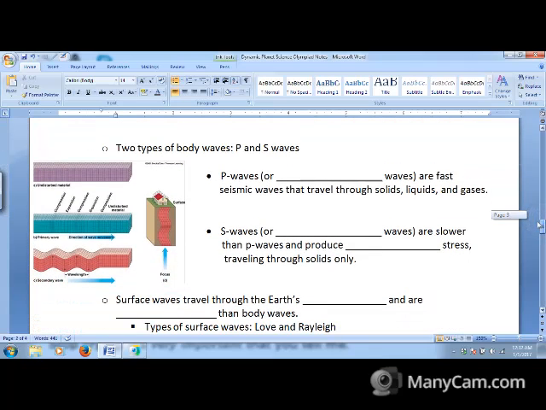So the types of body waves are P and S waves. P waves, or primary waves, are fast, they occur first, they're powerful, they travel through all three states of matter: solids, liquids, and gases.